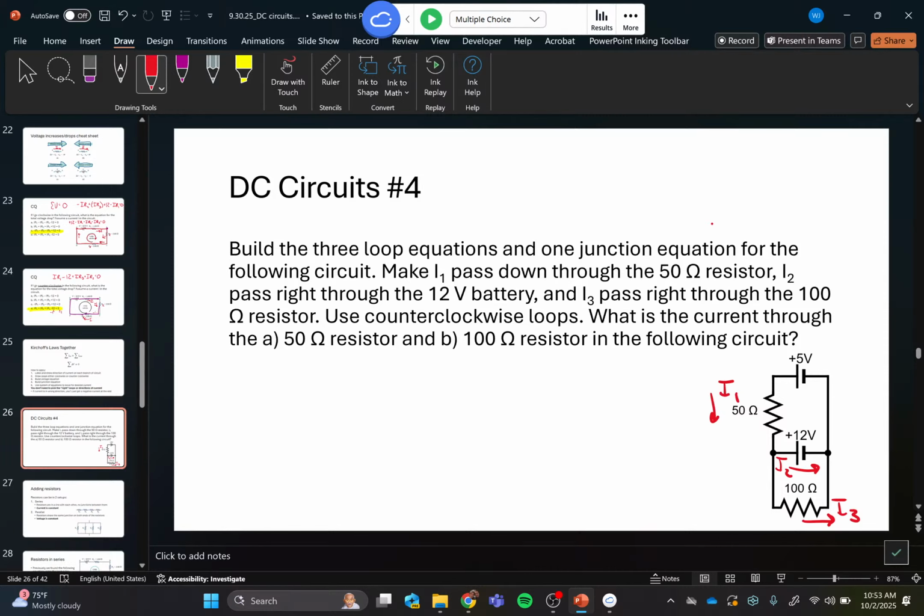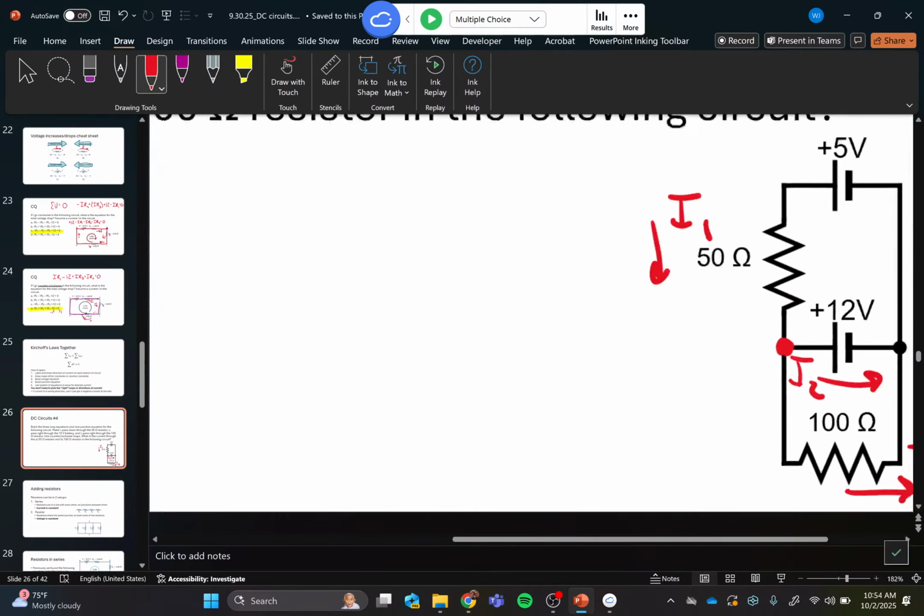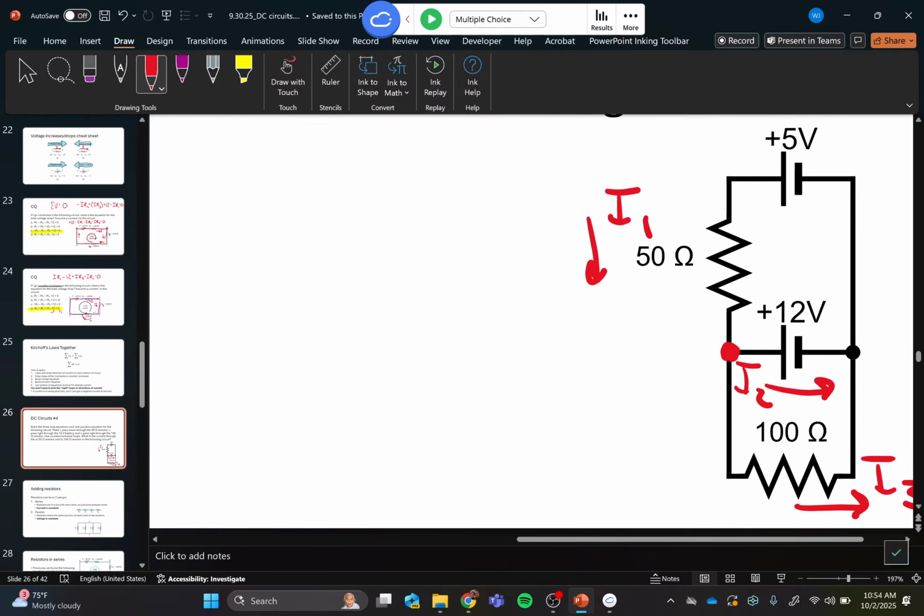All right. First step, I'm going to do the junction rule because that's the easiest. So I'm going to pick a junction. There's a junction. And all I need to do is draw the currents going in and out. Two of them are already next to it, so that's nice. I1 points into it, I2 points away from it. What about I3? Just move I3 closer to it, and it's easier to see.